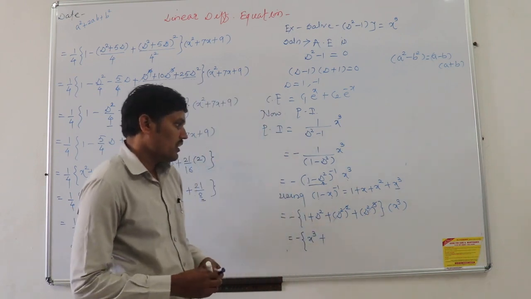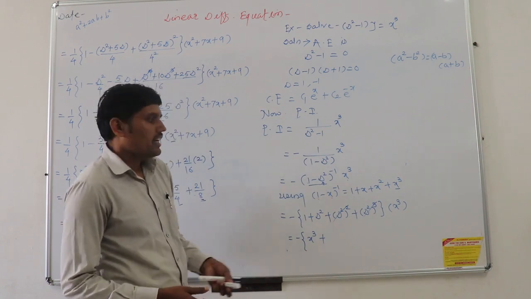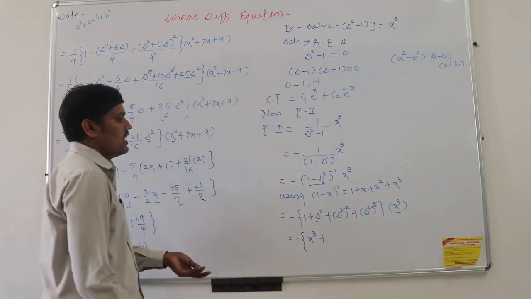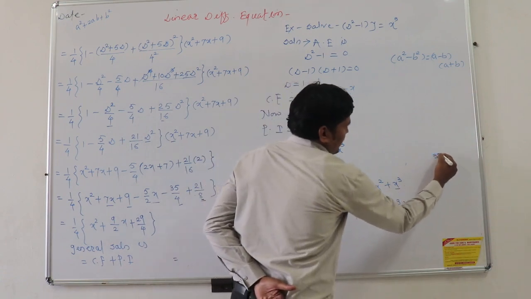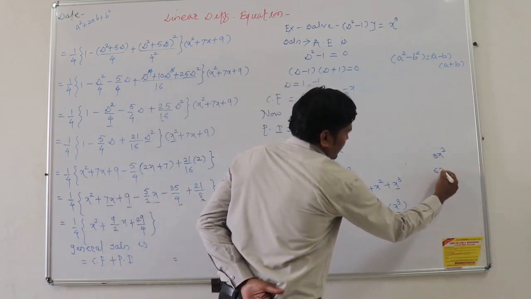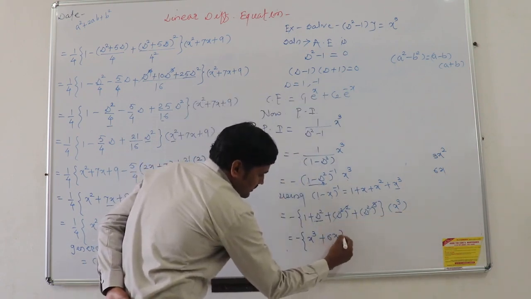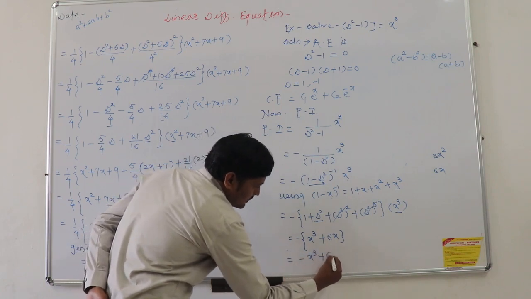D is the differential operator, so D means d by dx, so D square means the double derivative. So multiplication of D square with x cube means differentiate x cube twice. If we differentiate the first time then it is 3x square. Again differentiate it, then we get the second derivative, that is 6x. So D square into x cube is 6x. So the particular integral is minus (x cube plus 6x).